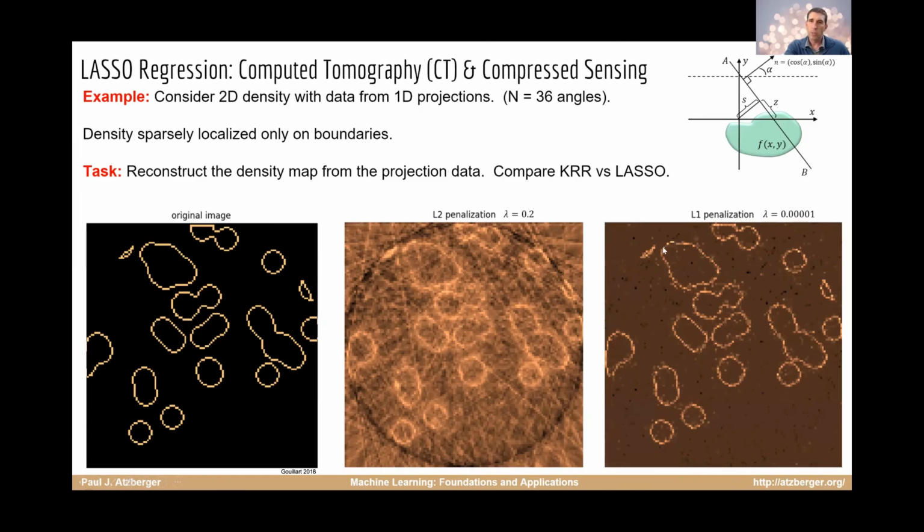But you can see that this really primarily emphasizes the regions where I had density in the original sample. So this is doing a pretty good job of reconstruction. This one has all kinds of what we call ghosting artifacts.